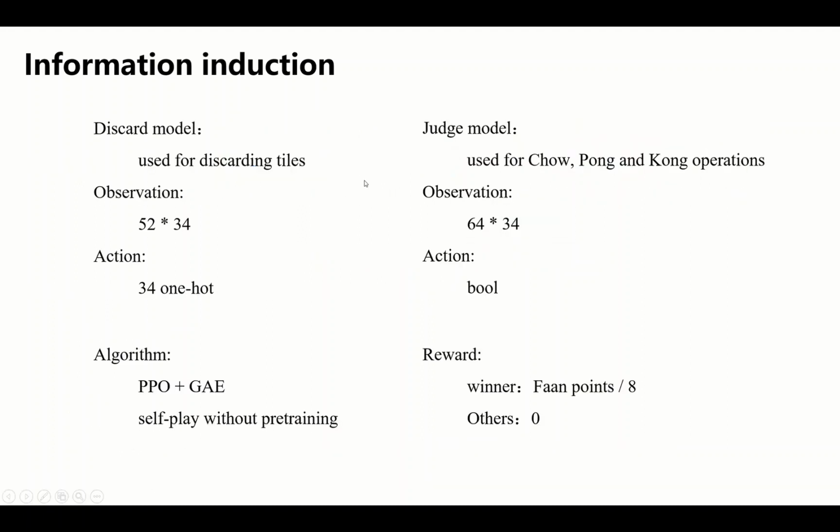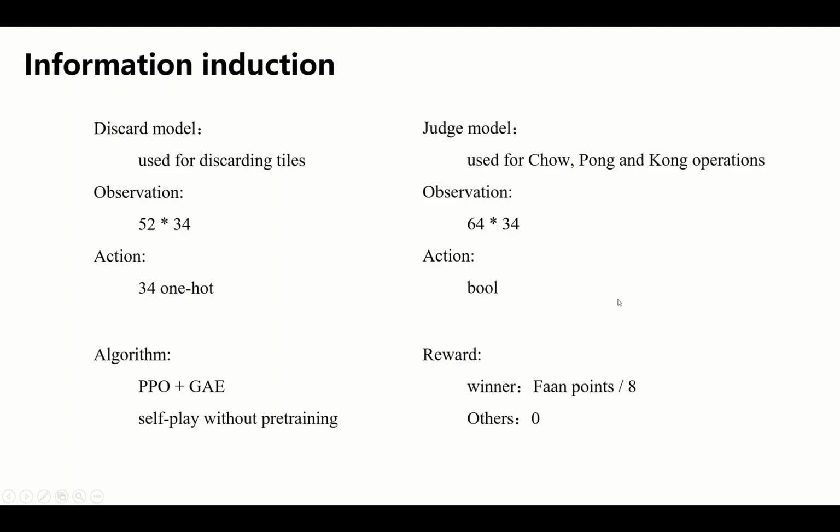Then, let's introduce the RL method. We use two modes to handle the entire Mahjong operations: discard mode and judge mode. The discard mode is used to determine which card to play at the play round. The input is a 52 by 34 two-dimensional tensor, and the output is the probability of all 34 cards. The judge mode is used to determine whether Chou, Peng, and Kang are needed. The input is the two-dimensional input of 64 by 34, and the output is 0 or 1.